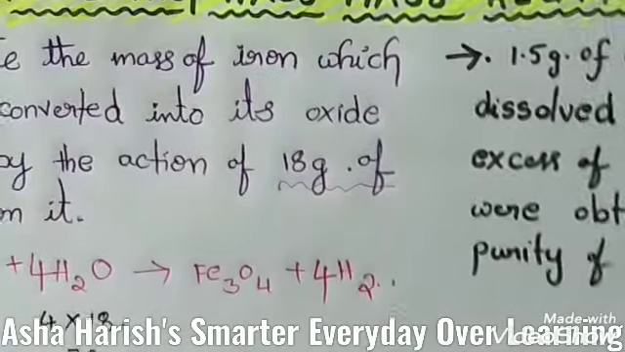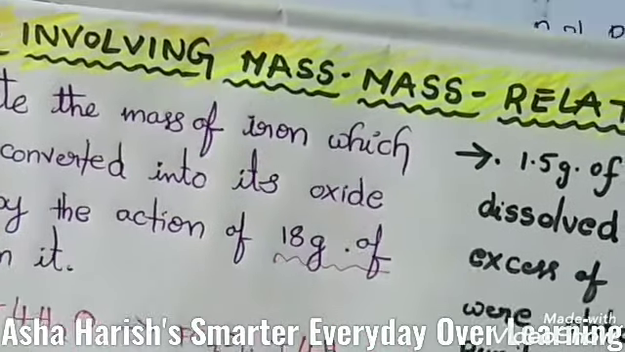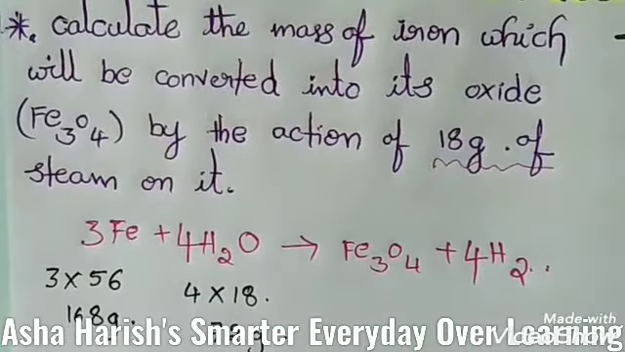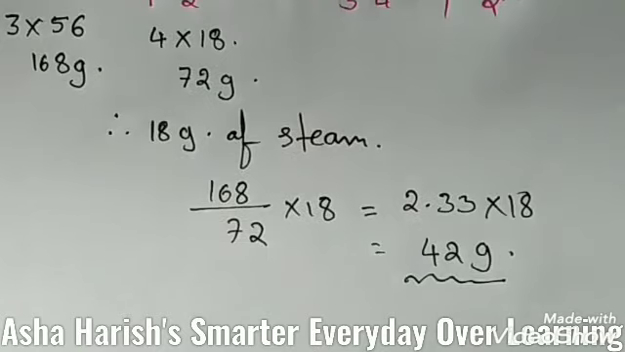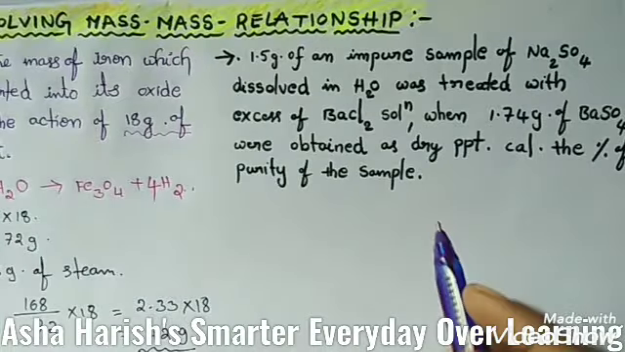Now see the question. Calculate the mass of iron which will be converted into its oxide Fe3O4 by the action of 18 grams of steam on it. So this is the solution. Totally we got that 42 grams. Let us see the second example.